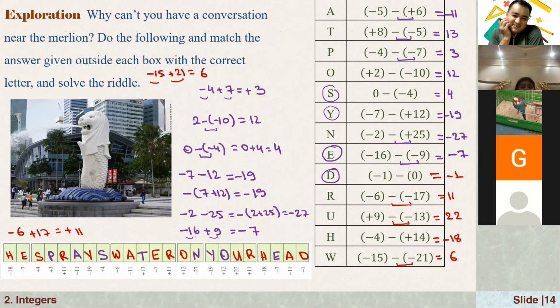Usually, whenever it's numbers and there are little hints, you already know what it looks like. Yeah, actually, I didn't know that. It was interesting. Anyway, he sprays water on your head. Interesting. Anyway, good. Okay, let's continue.